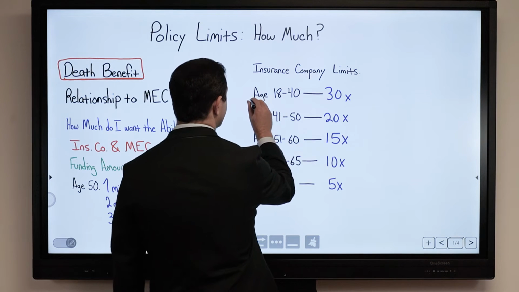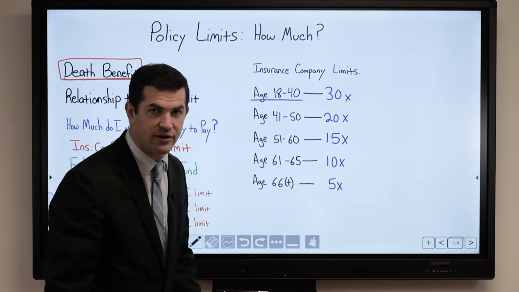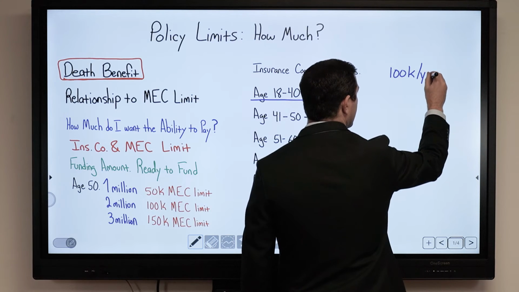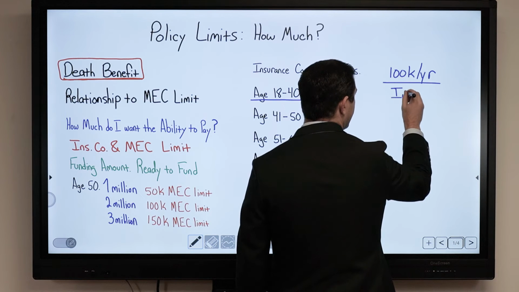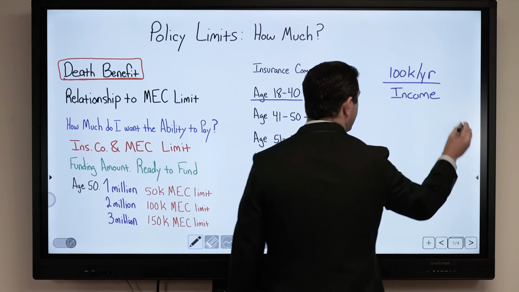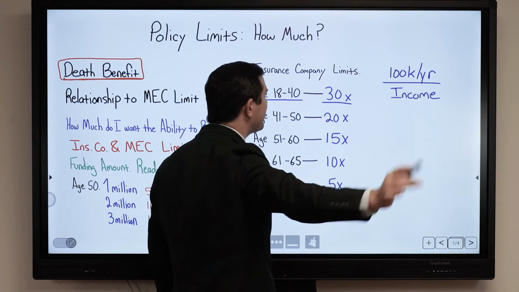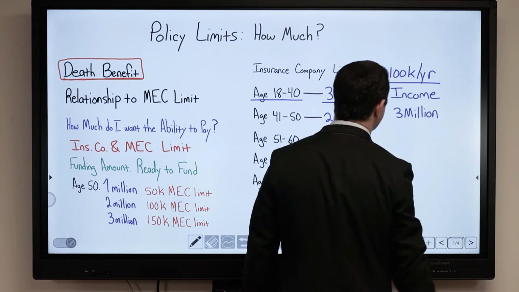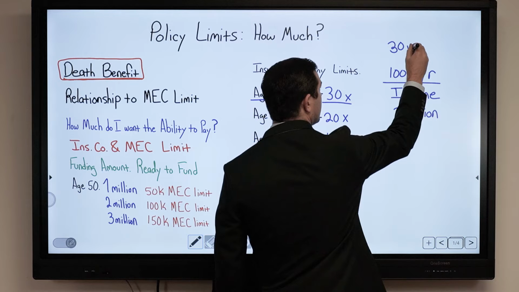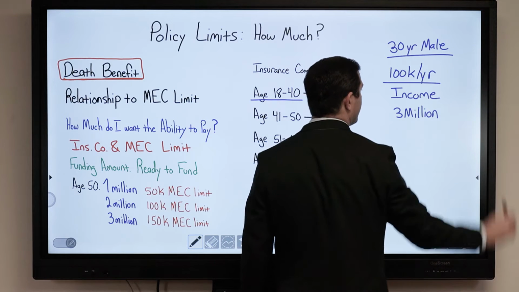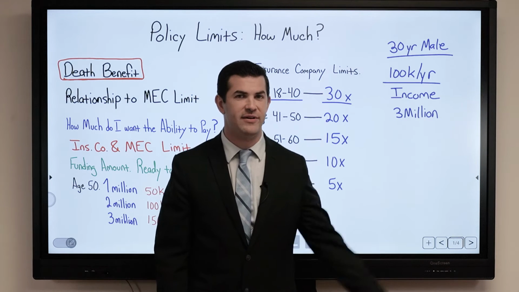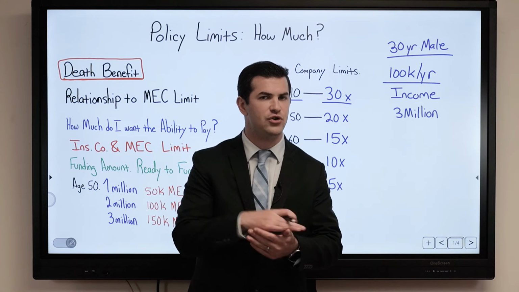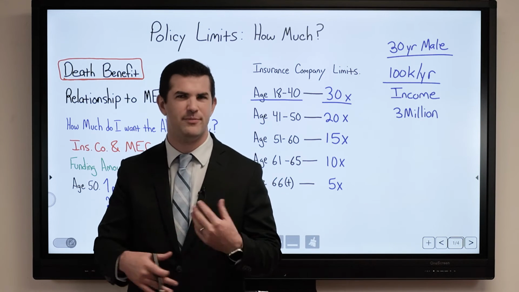is if I am opening a policy between ages 18 and 40, say I am a 30-year-old male and I make $100,000 per year in income, that means that the insurance company will approve me for a maximum death benefit of $3 million. And if I am a single 30-year-old male with no beneficiaries, and I say I don't care about the death benefit, how much MEC space does that $3 million give me? How much do I have the ability to pay into a policy then and still have it classified as life insurance, not a modified endowment contract? That's where the limits come into place.